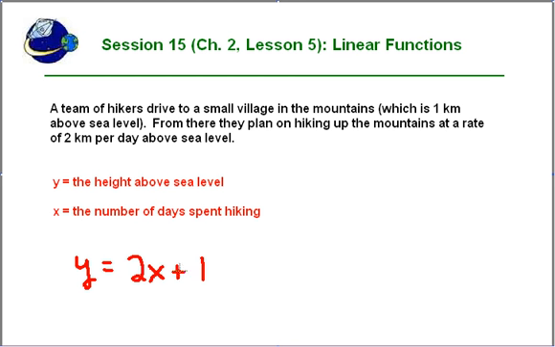So what we can do is add this 1 here. In this particular example, you just kind of look at it as the starting point. A head start if you want to look at it that way, but the starting point. They're not going to start their hike until they drive up to the village that's 1 kilometer above sea level. So the actual formula for this function that we're going to be graphing here is y equals 2x plus 1. And once again, y equals the height above sea level, x equals the number of days that they have spent hiking.